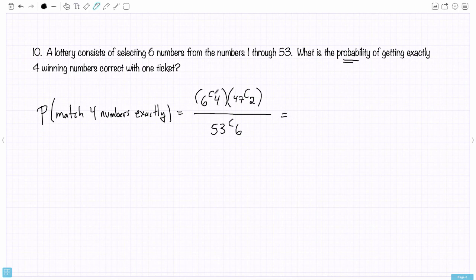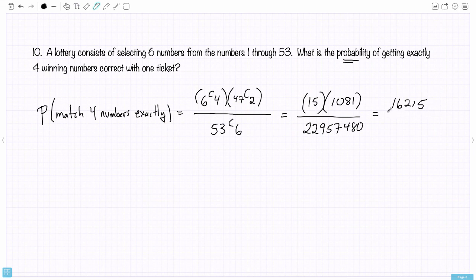Alright, let's put each of these into a calculator and figure out what we get. 6 choose 4 is 15, and 47 choose 2 is 1081, and this number is the same as it was in the last example. So let's multiply these two together on top: 16,215, divided by 22,957,480. Actually, it could reduce, but with these really big numbers, reducing it doesn't make it that much simpler or easier to interpret. In a situation like this, putting it in decimal is much more reasonable.